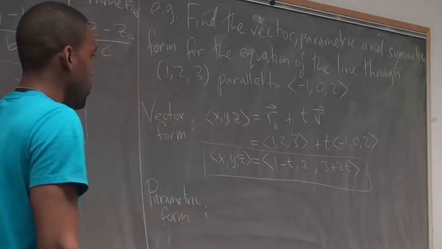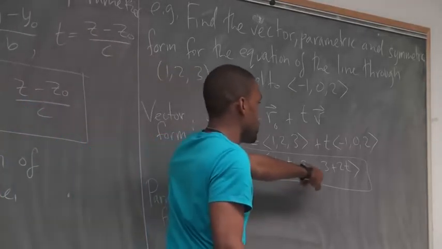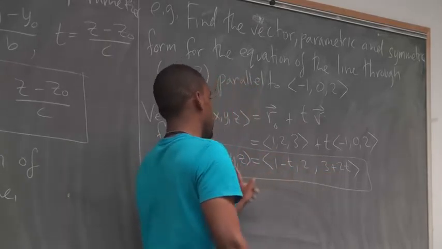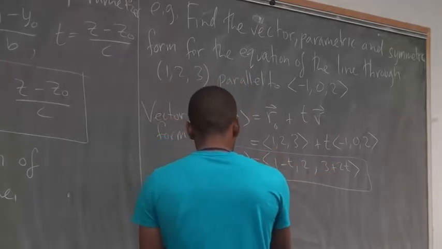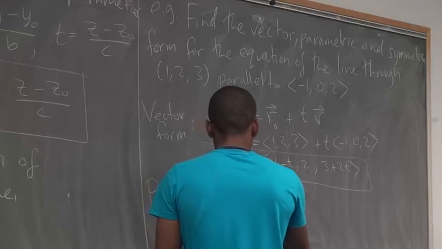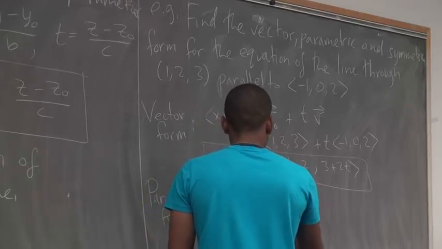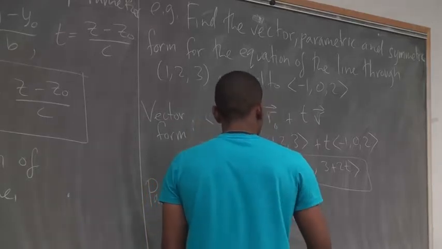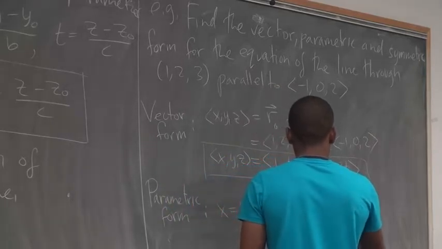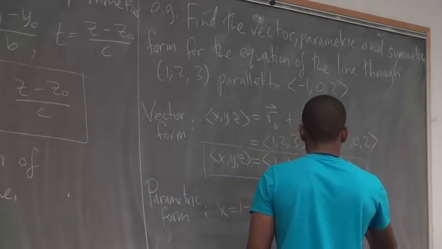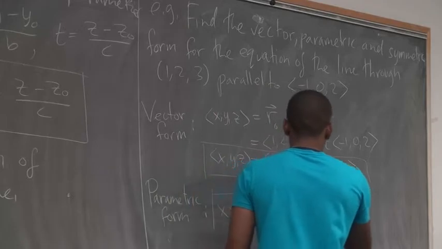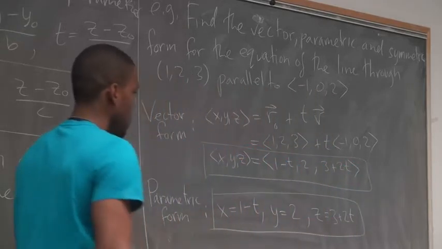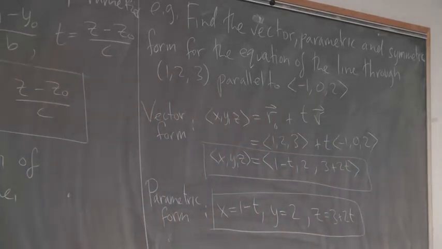The parametric form. Well, you just isolate each of these. Say x equals this, y equals this, z equals that. X equals 1 minus t, y equals 2, z equals 3 plus 2t. And we're done. That's the parametric form.